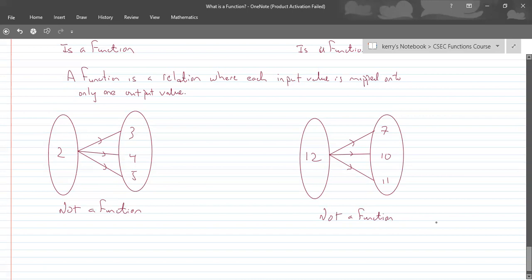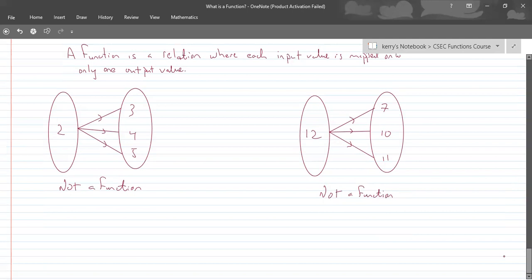So just to clarify what we did today, we learned about what a relation is, how to figure out values of relations, the 3 different ways in which we can write relations, and also we learned about what a function is, where a function is a relation where each input value is mapped onto only one output value.